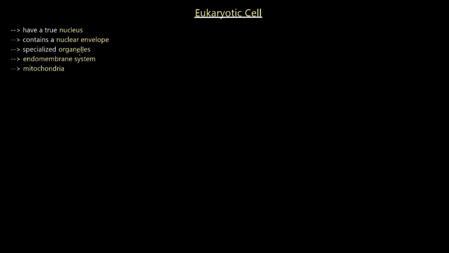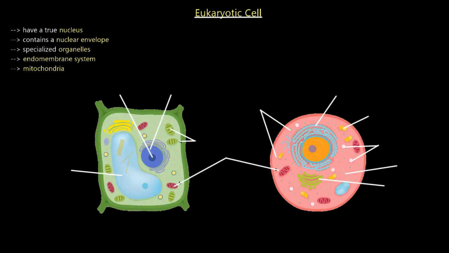They also have specialized organelles, and we're going to talk about those. They have the endomembrane system, and this includes the ER and the Golgi apparatus. And they also have mitochondria. As I mentioned earlier, prokaryotic cells do not have mitochondria to produce their ATP. However, a lot of eukaryotic cells do have these specialized structures called mitochondria to carry out a lot of their metabolic functions. So let's take a look at these structures through a diagram.